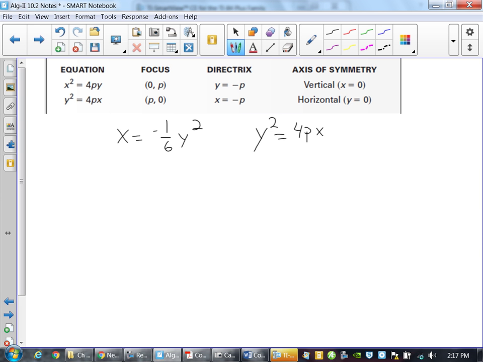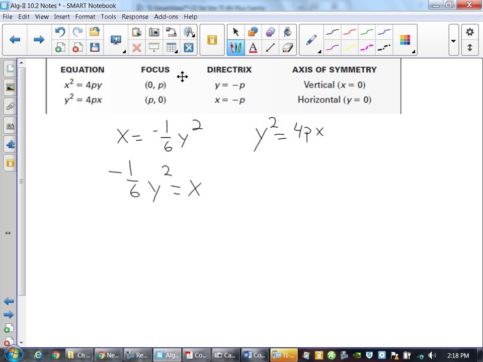4px. Which means, what do you need to get by itself? Y. Not all of y, just y squared. Okay? I'm not trying to root anything here. So I want to get y squared by itself. When I read it like this, it's the same thing as saying negative 1/6 y squared is x. How do I move that negative 1/6? Multiply. It's negative 1/6 times y squared, so let's multiply everything by negative 6.